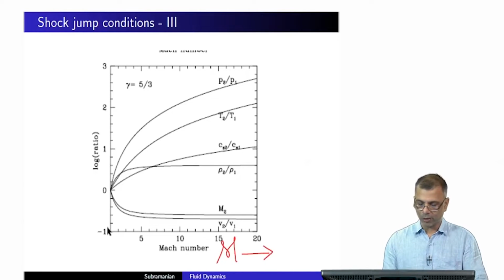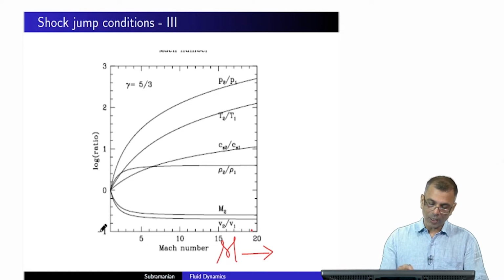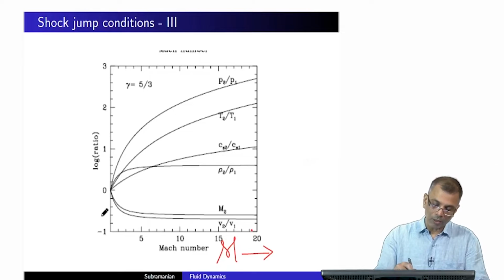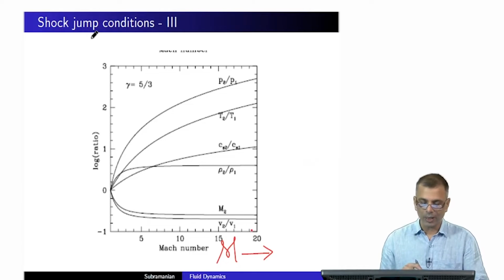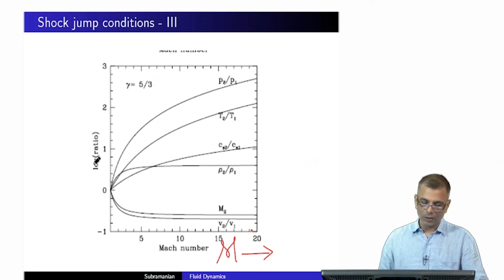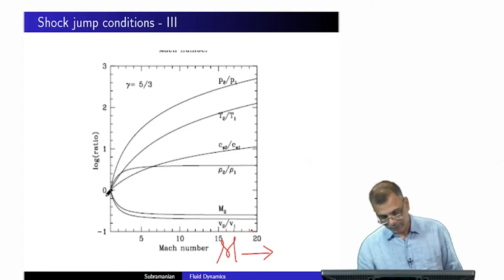the Mach number is plotted on the x-axis and the ratios are plotted on the y-axis. The pressure jump ratio, the temperature ratio, the jump in the sound speed, or the jump in the density, all of these are plotted on the y-axis. Specifically, the log of the ratio is plotted. So here the ratio would be 1, here it would be 10, here it would be 100, here it would be 10 raised to minus 1, and so on and so forth.